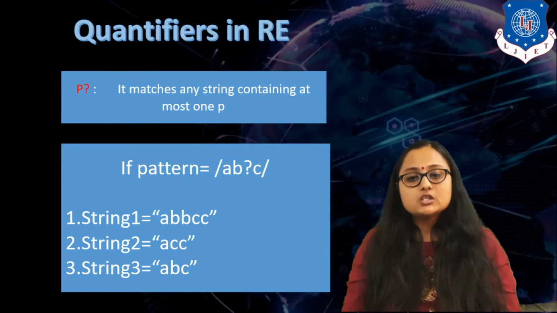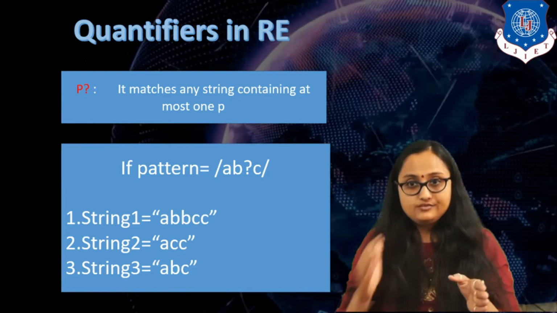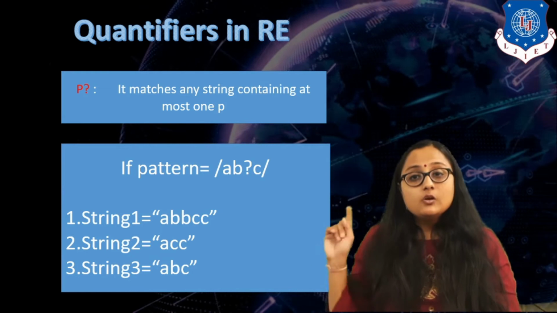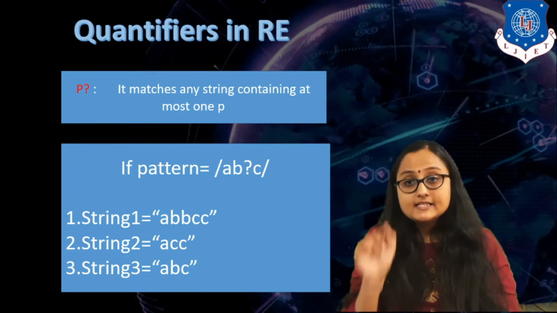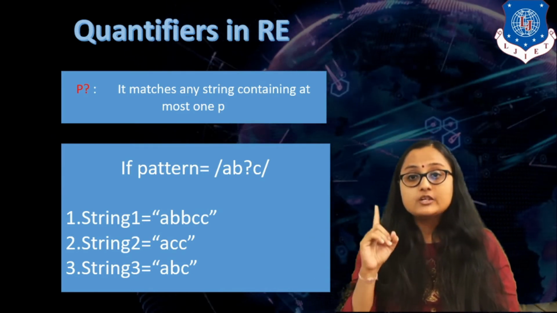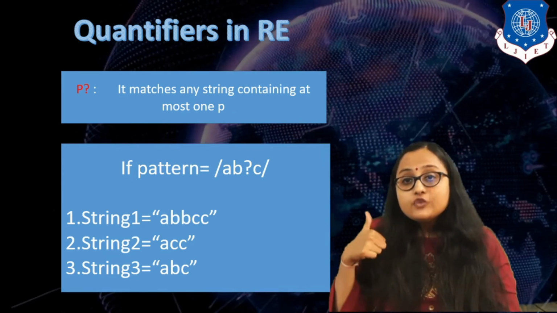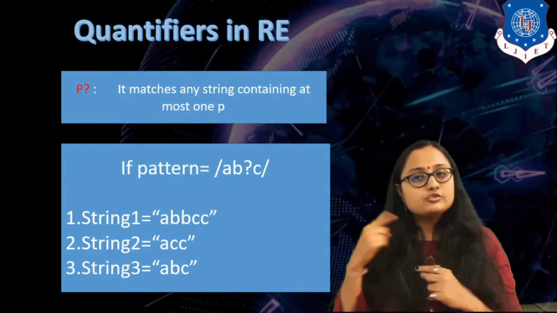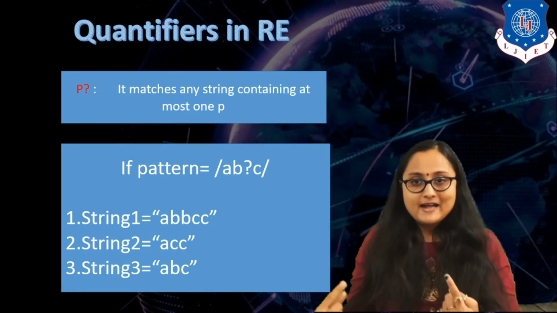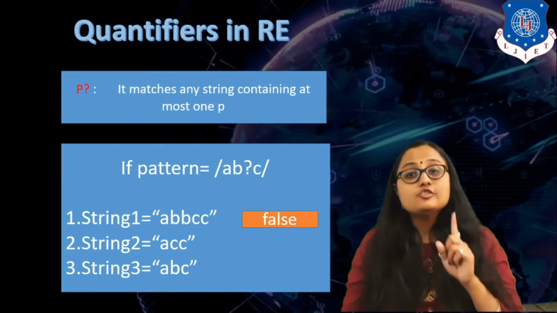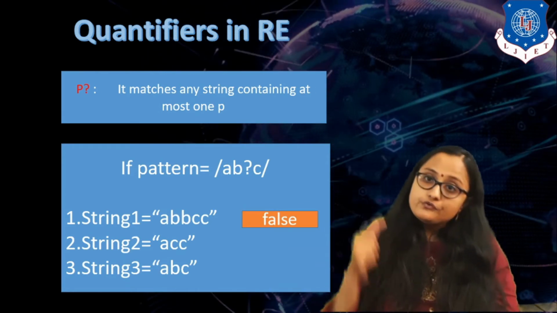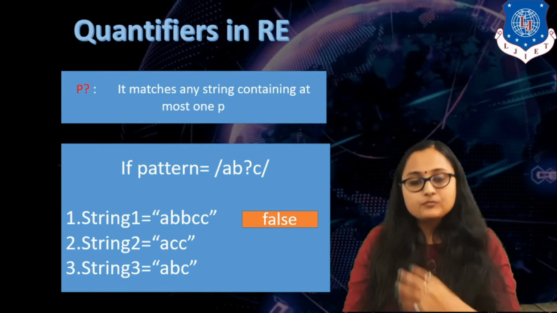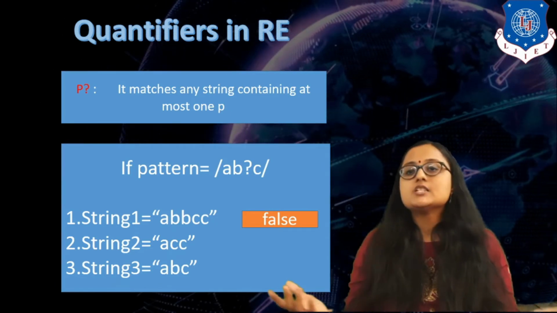For the first, I have a, I have c, and I have two b's. Is it valid according to my pattern? What does the question mark indicate? It indicates that b should be repeated either 0 times or 1 time. But for this first string, b is repeated how many times? 2 times. So that is a mismatch according to my pattern, and the first string is not valid. For the second string, I have a, c. Is b repeated at all? No. So it means it is repeated 0 times.